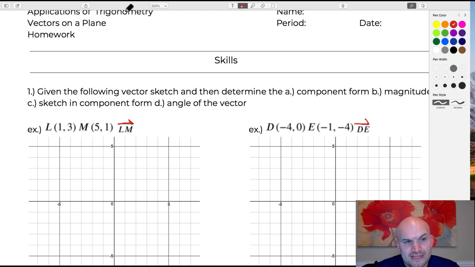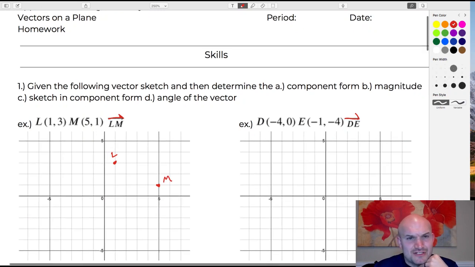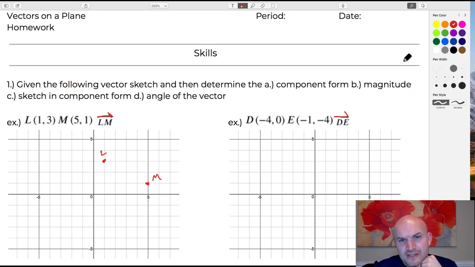So let's go ahead and plot the point 1, 3. I'm going to go over 1, up 3: 1, 2, 3. I'll label that as L. And then I'll go to M, which is going to be at 5, 1: 1, 2, 3, 4, 5, 1. Okay. Now it says to sketch the given vector and then determine that. Okay, so let's go ahead and sketch the vector.